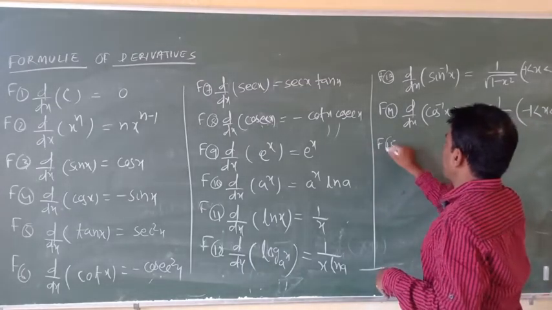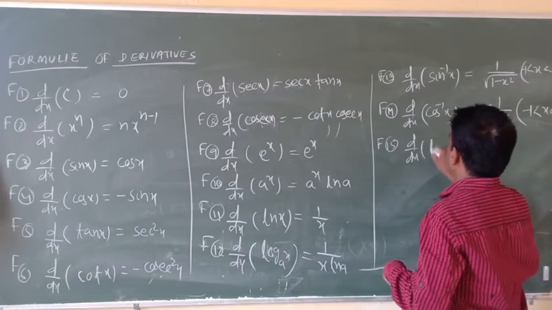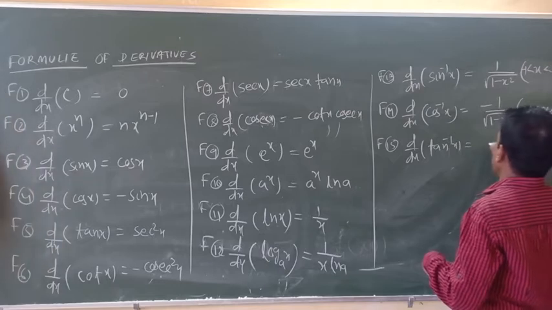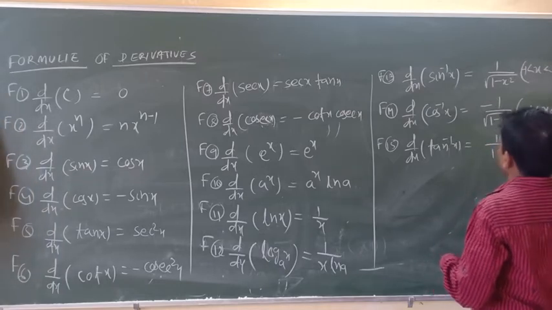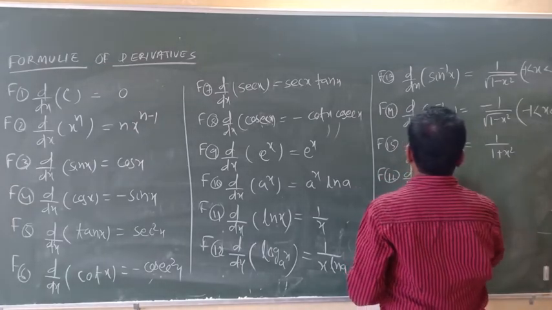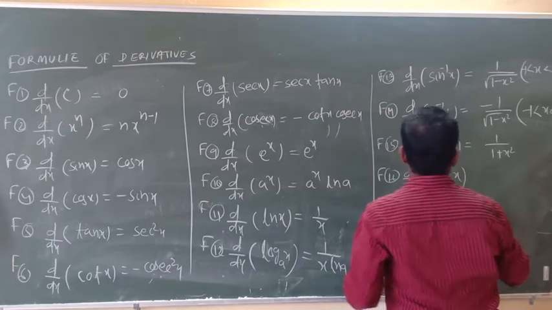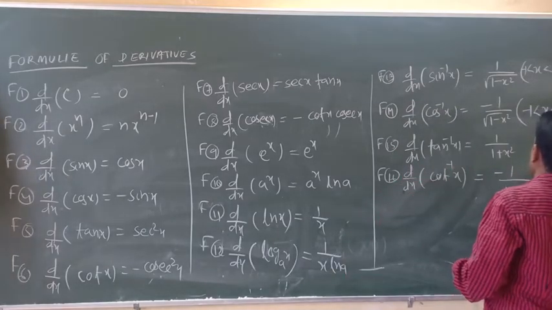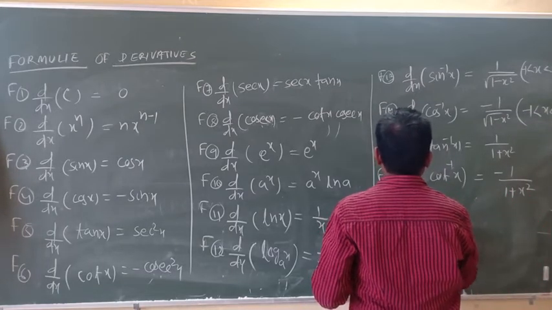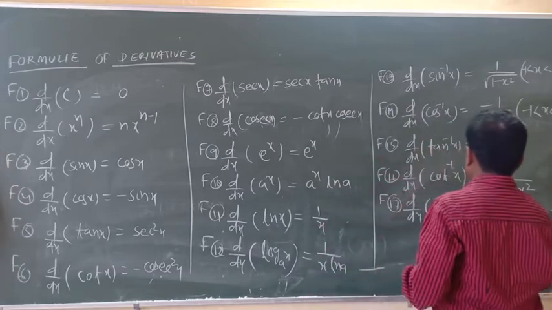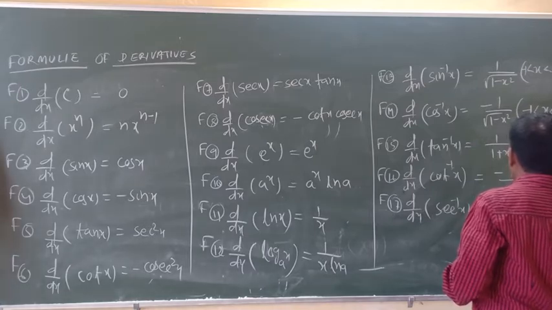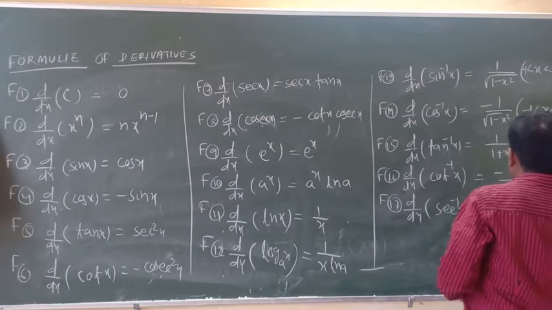Formula 15, d by dx of tan inverse x is equal to 1 by 1 plus x square. There is no condition given here. Formula 16, d by dx of cot inverse x. Since cot inverse starts with the letter c, the sign is minus here, same as tan inverse x. Formula 17, d by dx of sec inverse x is 1 by x root over x square minus 1. Condition: x is always greater than 1.